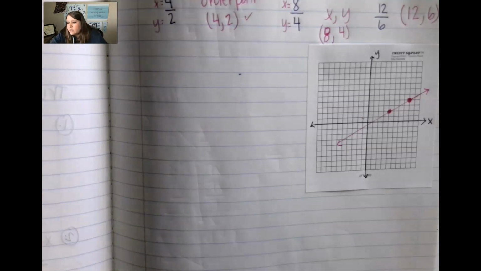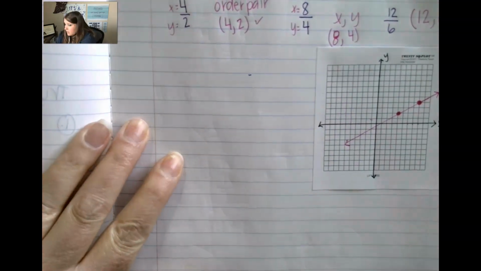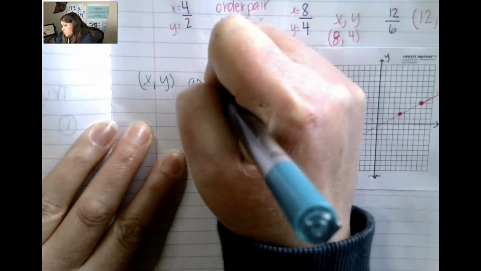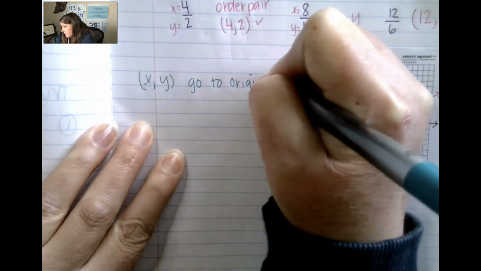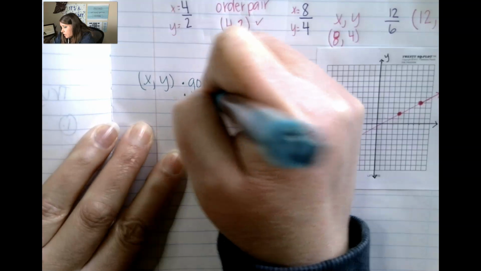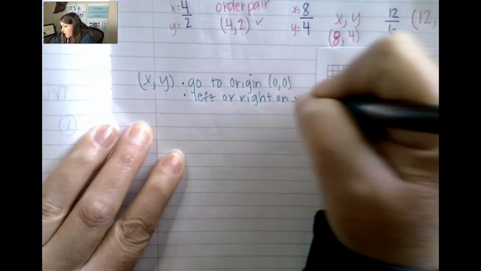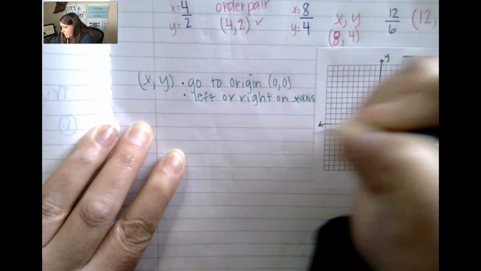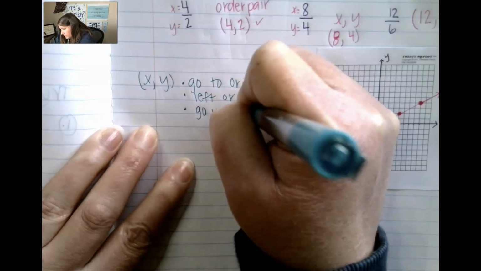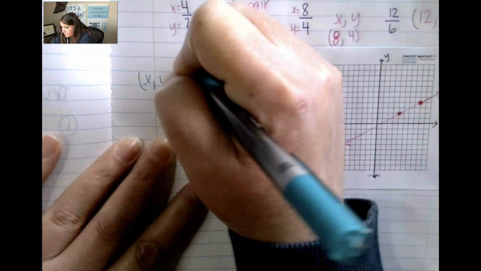So let's make ourselves a little note here. When we are graphing, an ordered pair is x, y. So x comma y. So first go to origin, which is at 0, 0. That's step 1. Step 2, go left or right on x axis. Then last, go up and down on y-axis for your dot. Okay.